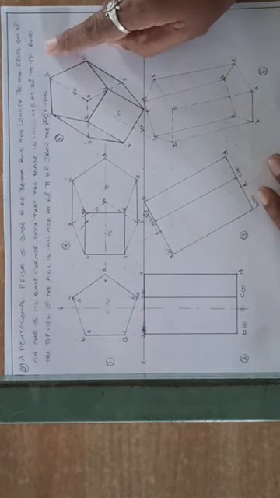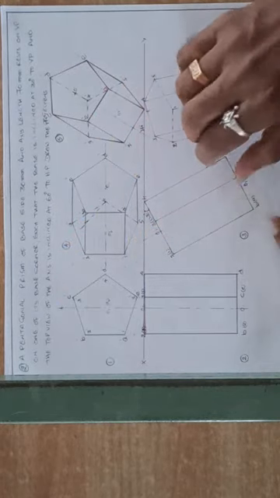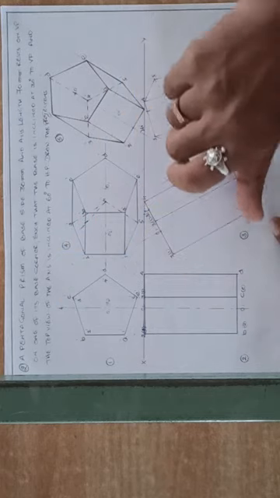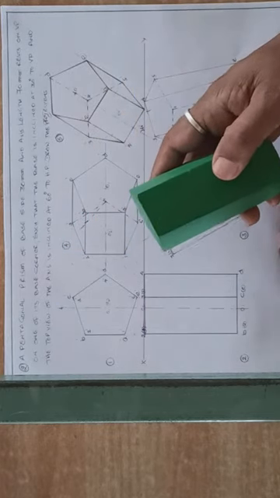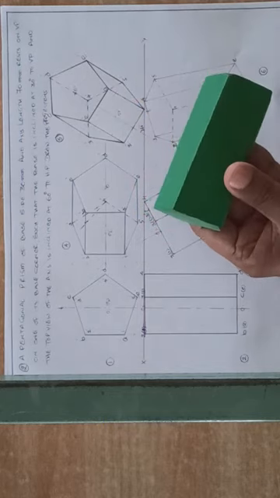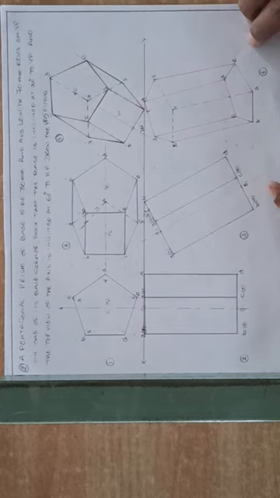Now again the condition is the top view of the axis. The top view of the axis is inclined at 60 degrees. So this top view is inclined. Here it is like this. It is inclined like this. The top view is inclined to HP. So for that, what you have to do?